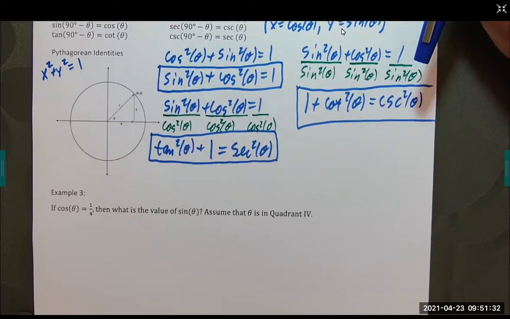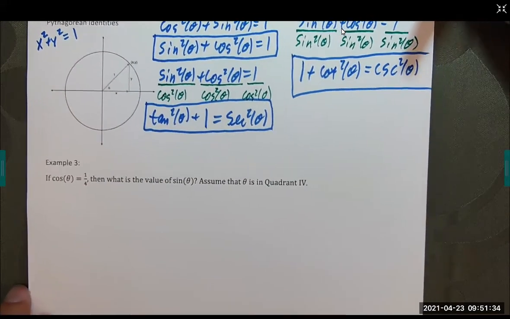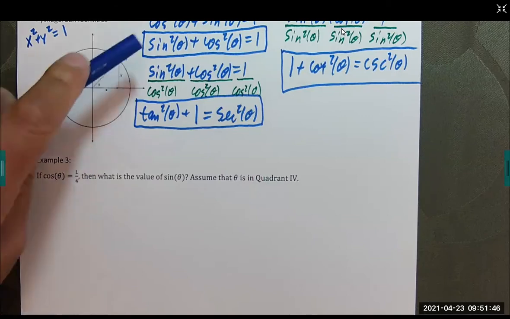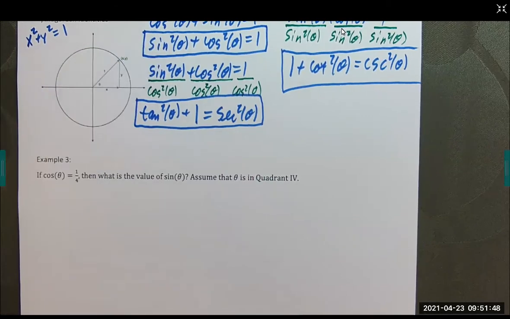So keeping those in mind with our example 3, if cosine of theta is 1/4, then what is the value of sine of theta? And we're going to assume that theta is in quadrant 4. Now I'm going to do this the original way that I just showed you, and then we're going to use our Pythagorean identities to do it again, and we should come to the same conclusion, of course.